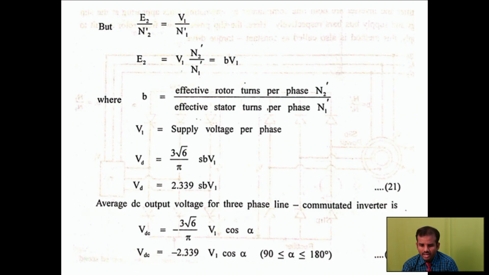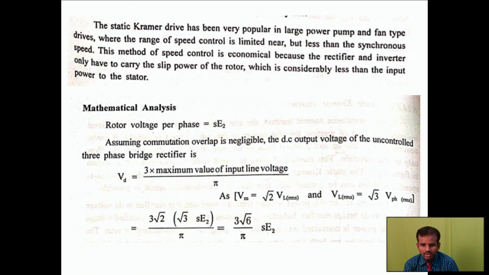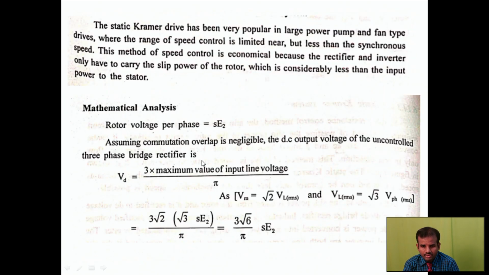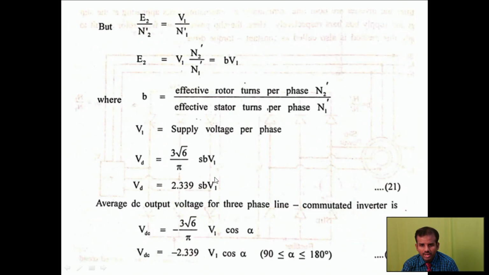Already we solved VD equal to 3 root 6 divided by pi into S into E2. Now we substitute E2 equal to B into V1. What is the value of 3 root 6 divided by pi? That is 3 into root 6 divided by 3.14, which is 2.339. So VD equals 2.339 S B V1.